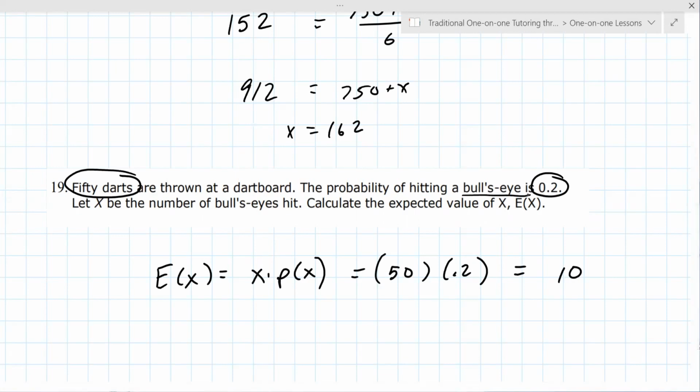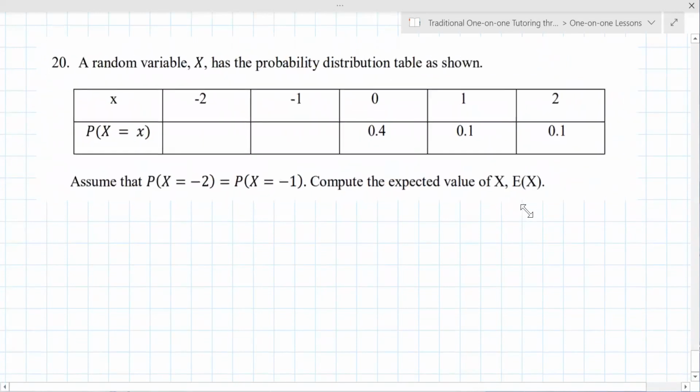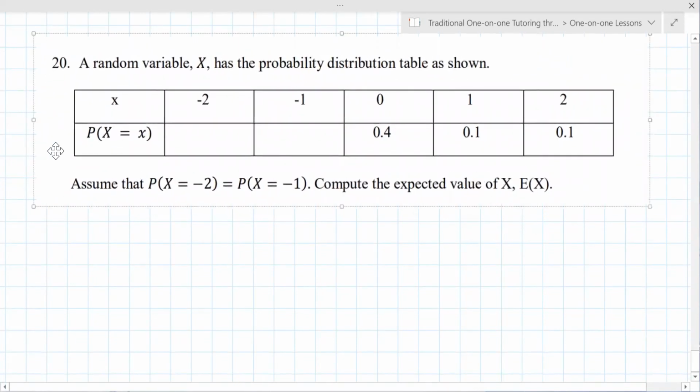Okay. Easy. Where it gets more sophisticated is that in 20 you have a table, so you have to fill in the values, and then you have to use the formula that we've done a bit of. Here again they tell you to assume that these are the same, so you have to find those values. Save you the suspense, it's 0.2 again, just like in the previous one.